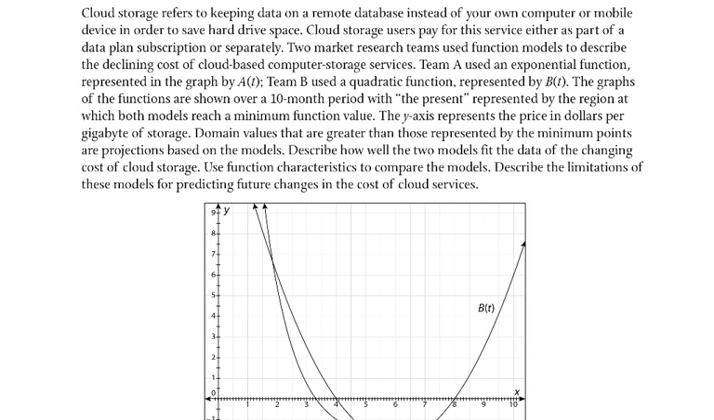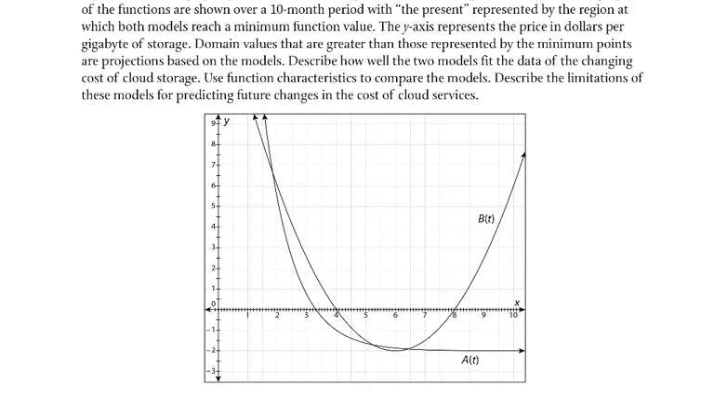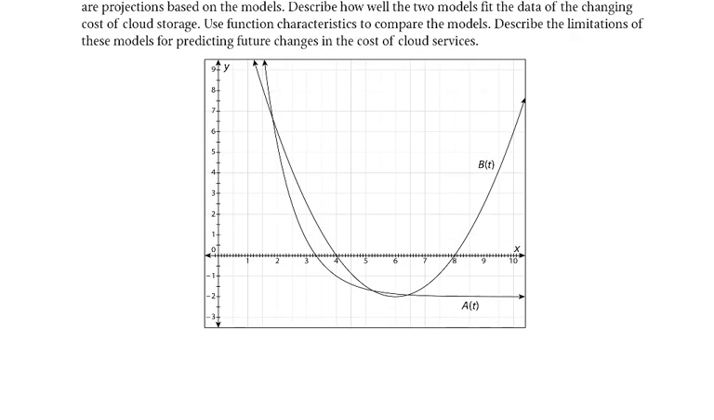The graphs of the functions are shown over a 10-month period, with the present represented by the region at which both models reach a maximum function value. The y-axis represents the price in dollars per gigabyte of storage. Domain values that are greater than those represented by the minimum points are projections based on the models. Describe how well the two models fit the data of changing cost of cloud storage. Use function characteristics to compare the models. Describe the limitations of these models for predicting future changes in the cost of cloud services.